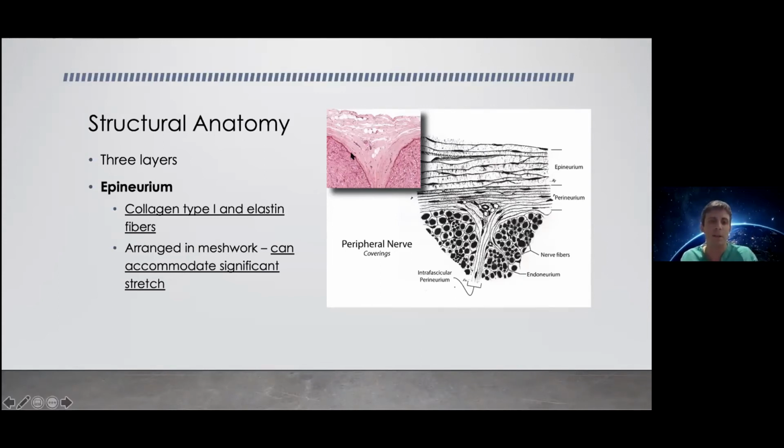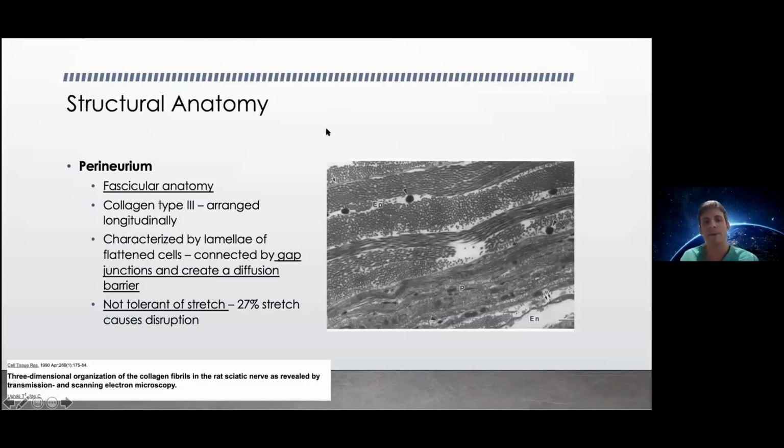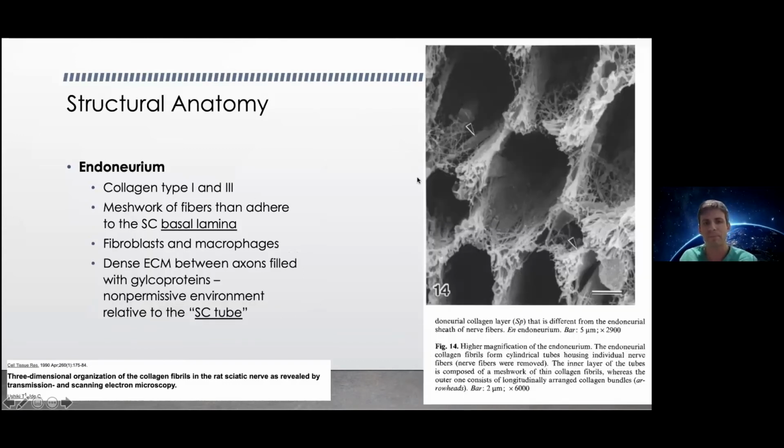Epineurium is the outer layer. Again, it's constructed of type 1 collagen, and it can accommodate significant stretch. The perineurial layer is not tolerant to stretch. This is the fascicular anatomy. It does have gap junctions, and it creates a diffusion barrier. Then there's the endoneurial layer. This is the basal lamina. This is that Schwann cell tube where the axons live. This is a microscopic layer.